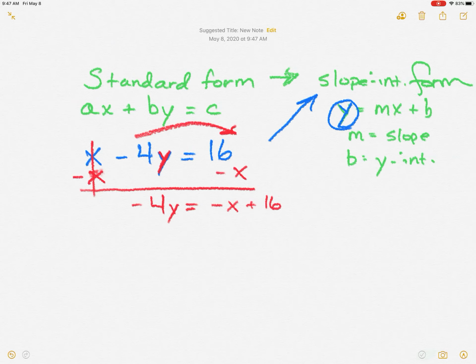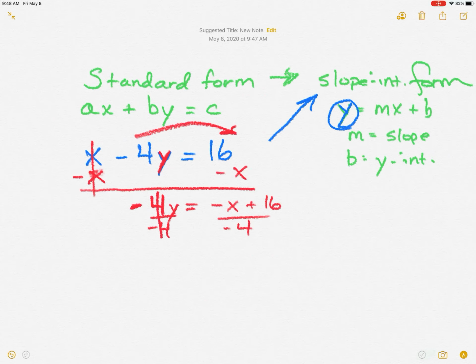All right? The next thing we need to do is get rid of this negative 4. Right now it's being multiplied by y. So we have a negative 4y. In order to get rid of the negative 4, we need to do the inverse of multiplication, which is division. So we're going to divide on both sides by negative 4. If we divide on this side of the equation by negative 4, we need to divide on this side of the equation by negative 4.